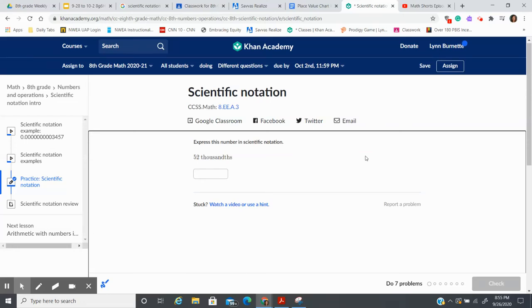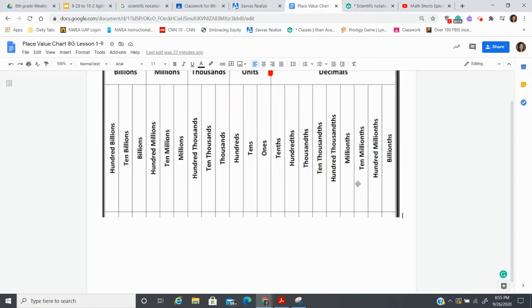Okay, guys, when you are working on your scientific notation assignment, it may look a little different than what you saw in the video. So here is what you can do. If they are telling you to express this number in scientific notation, and it is 52 thousandths, you see the TH means we're talking about a decimal. You can use this place value chart that I gave you.